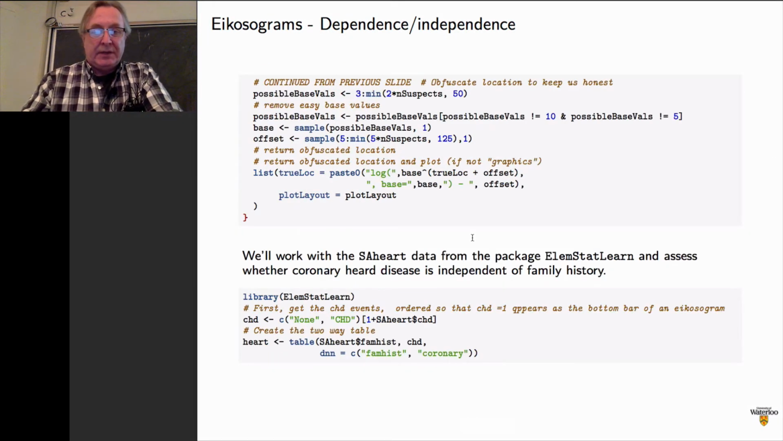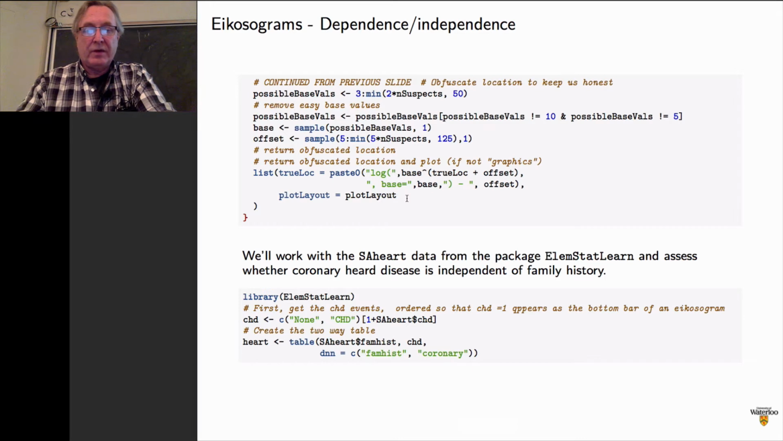And excuse me, at the end, I'm going to return the true location, and the plot layout will be on a component of this list. So working with the South African heart data, I'm going to look at the relationship between whether you've had coronary heart disease or not, and whether there's family history of heart disease. So we've built that table before.